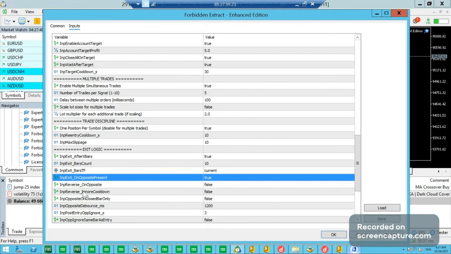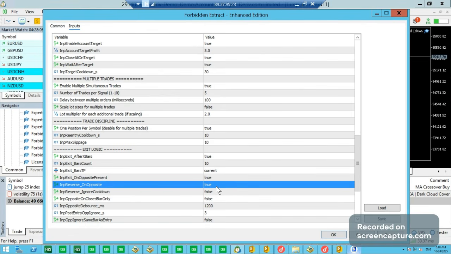Now, input reverse on opposite. So if you didn't set this to true, the EA will only exit the running trade. It will not execute the opposite signal entry except you set this to true. So input reverse ignore cooldown. This one, just set it to false. Input opposite on close bar only. You can set this one to false as well.